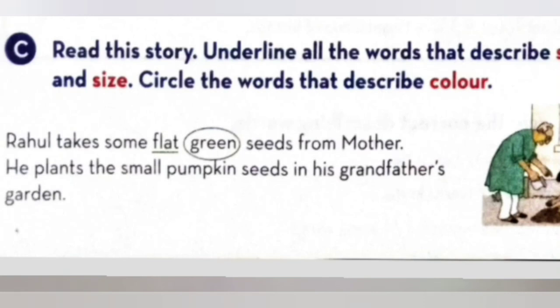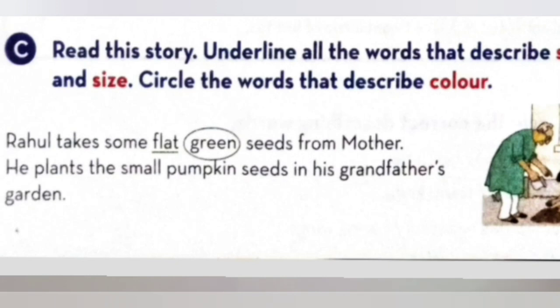Read this story. It's a story. Underline all the words that describe shape and size. Circle the words that describe color. So you have to underline the words that describe shape, size, and circle the words that describe color.